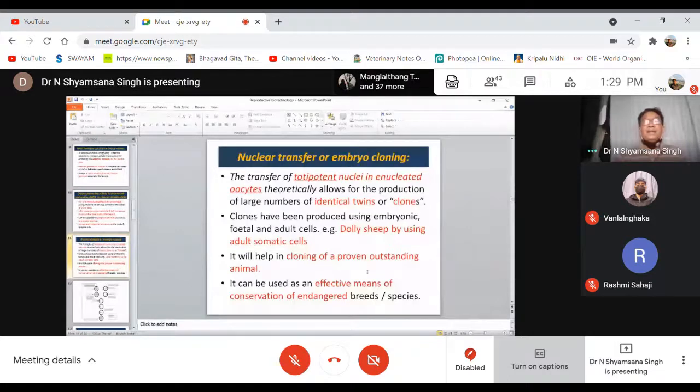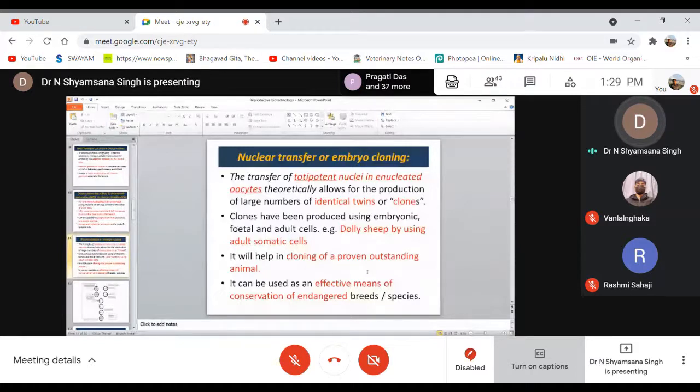Then this is inserted into the enucleated cell. That means the cell for which the nucleus was removed. There we have transferred this nucleus. Then by electrofusion, they are fused together. Then this cell with the new genetic material will behave as a normal embryo. This can be transferred to a recipient individual.